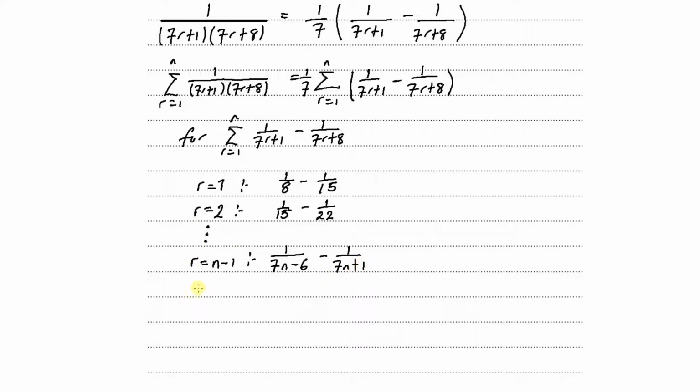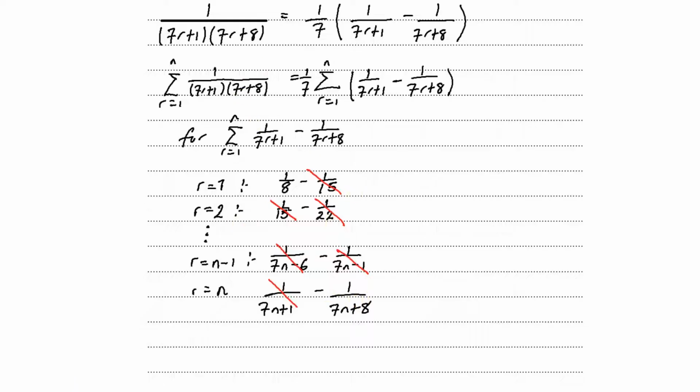And then lastly, when r is equal to n, that's the last term, we'll be having 1 over 7n plus 1 minus 1 over 7n plus 8. So these are some of the terms in the series. I've taken the first two and the last two. I think you can notice from this series that all the terms inside the series, like minus 1 over 15, adding to 1 over 15, and the rest in between are going to cancel out, and we are going to be left with the first term and the very last term.